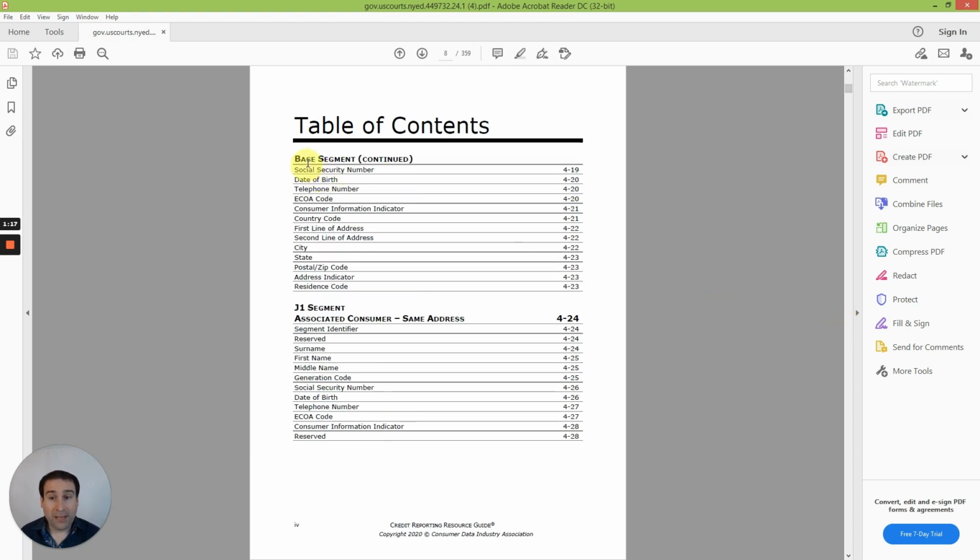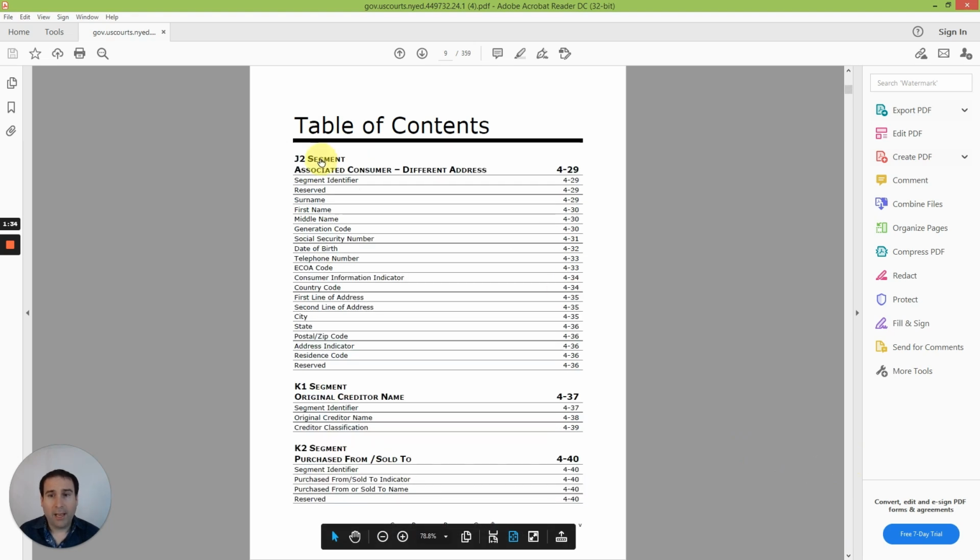Your base segment continued, and then your J1 segment. Remember that your J1 segment has information about a co-borrower that lives at the same address as the consumer. So again, their first name, last name, telephone number, date of birth. The J2 segment has information about a co-borrower that lives at a different address, pretty much the same type of information as the J1 for the most part.